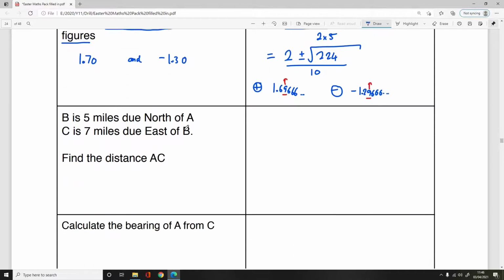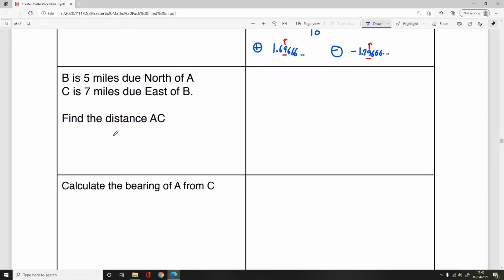Okie doke. A little bit of compass stuff. Never eat shredded wheat, as I think my primary school teacher always used to say, which means that they go north, east, south, west. Naughty elephants squirt water is of course the other one. Okay, so let's think about what we've got here. We've got B is 5 miles north of A. So let's draw this. Here's A.